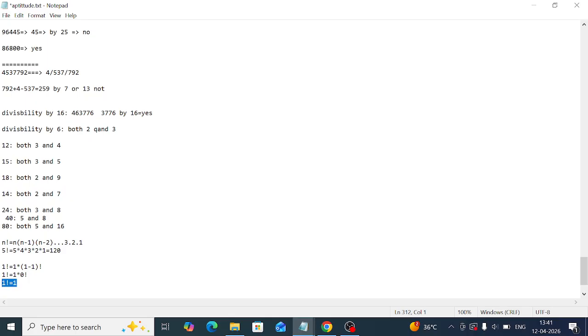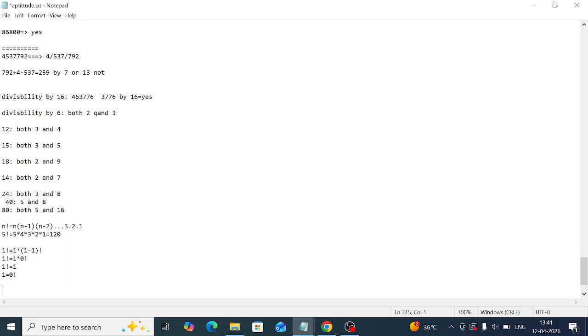So replace 1 factorial with 1. 1 is equal to 0 factorial. That means 0 factorial is equal to 1. Okay, like that you are going to calculate. 0 factorial does not mean 0, 0 factorial means 1. That's why I am showing you this.